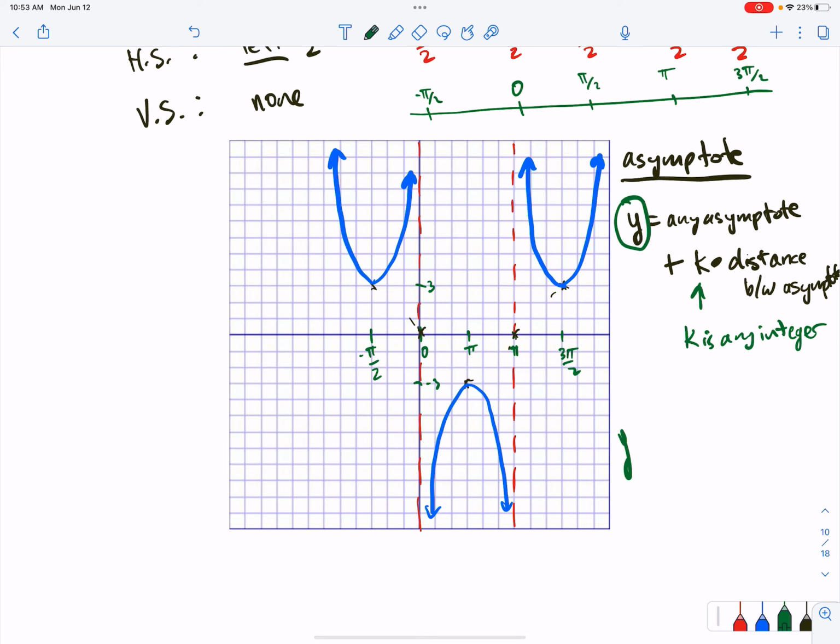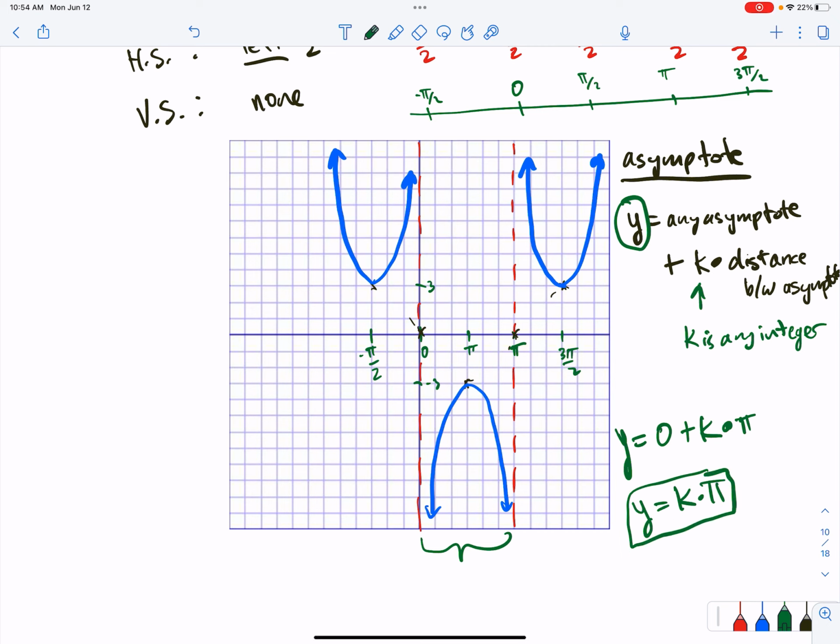So this will be y is equal to, pick any asymptote. Well, the asymptotes I see on the graph are 0 and pi. I could use either of those. So I'll do 0 plus k times the distance in between asymptotes. Well, the distance between these two asymptotes from 0 to pi is just pi. So for my equation of the asymptotes, I don't even need to write that 0.